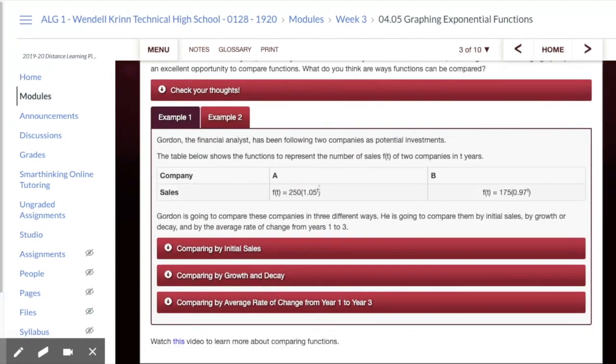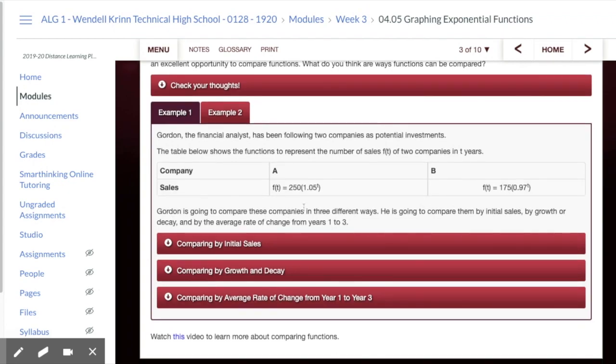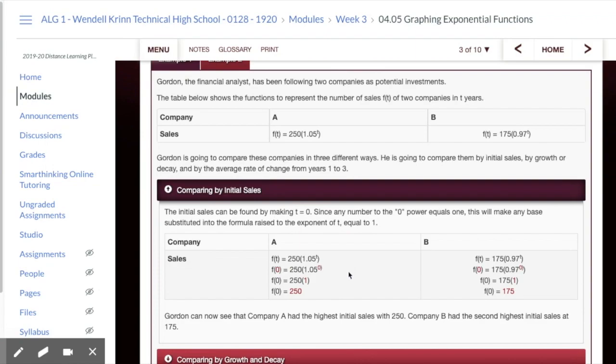All right, so now we're looking at page 3, comparing functions. So we have an example number 1 here. It says, Gordon, the financial analyst, has been following 2 companies. We have company A and company B. We have 250 times 1.05 to the power of t, and then we have 175 times 0.97 to the power of t. Gordon is going to compare the companies in 3 different ways. He's going to compare them by initial sales, by growth or decay, and then the average rate from 1 to 3 years.